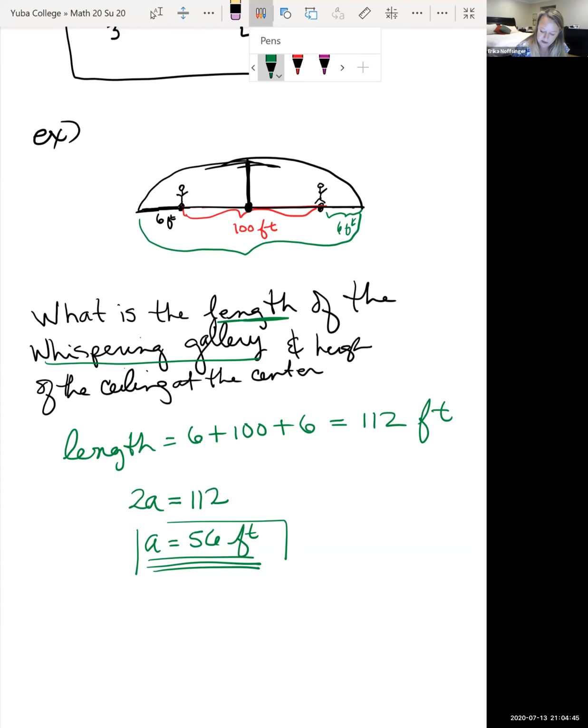And then we also know B or C, and that can help us find B. So that distance from the center to the foci. Well, if this whole distance is 100, half of that distance is 50. And so if we go here, 50, so we know that C is equal to 50 feet. We need C in order to find what B is, and B is that height.